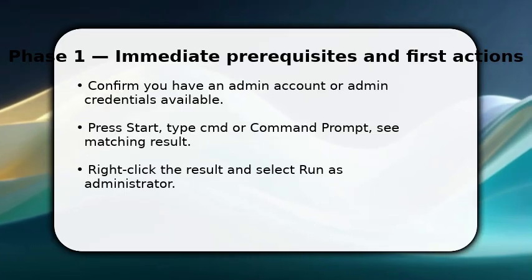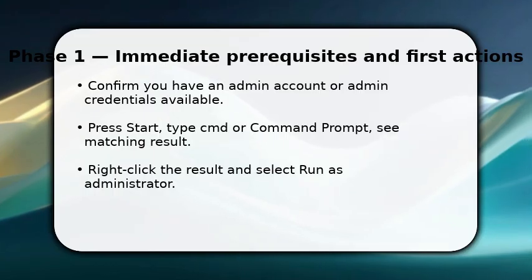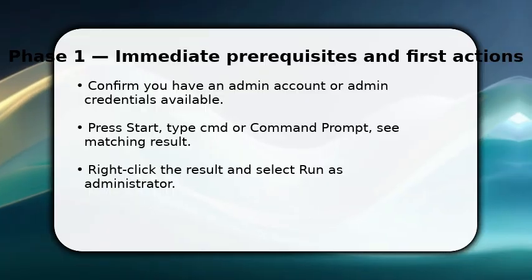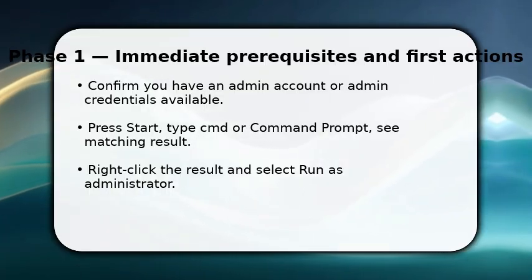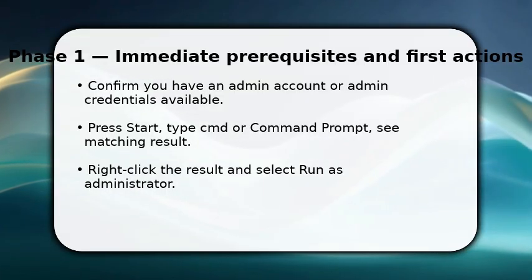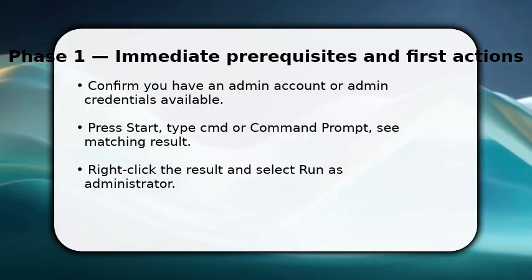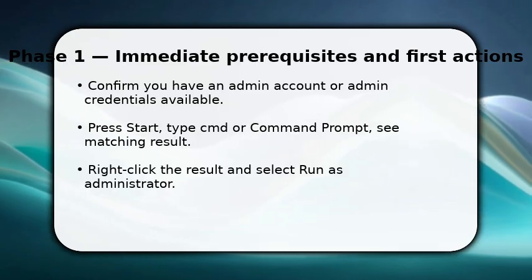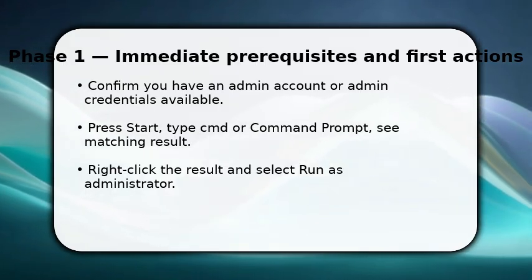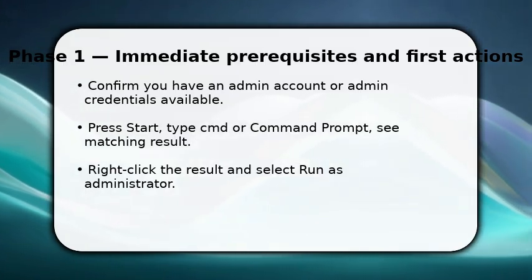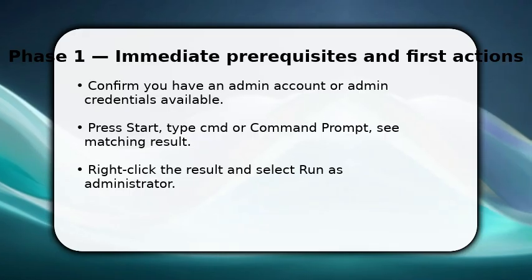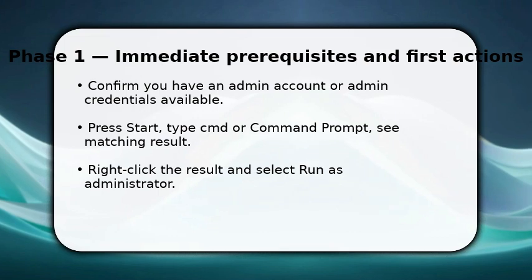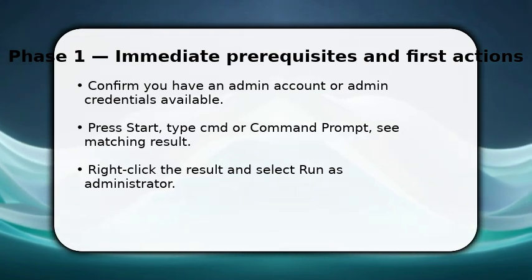You need admin rights to run elevated commands, so make sure you're signed into an administrator account or have credentials ready. First, press Start and type CMD or Command Prompt. Windows shows a match instantly. Once you see it, right-click the result and choose Run as Administrator. This elevates the shell. If prompted by User Account Control, enter the admin password or click Yes. Doing this now ensures the command prompt session runs with full system privileges for the next steps.